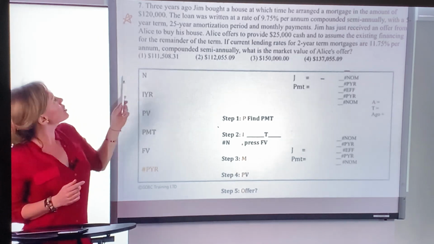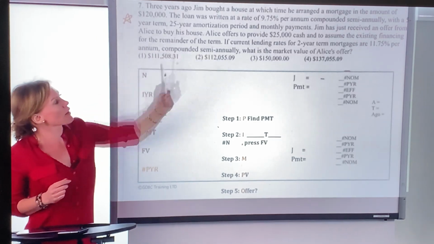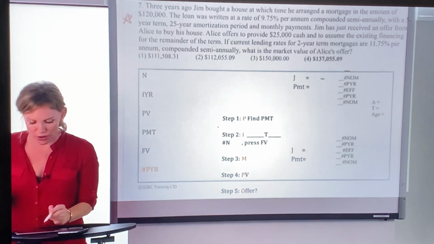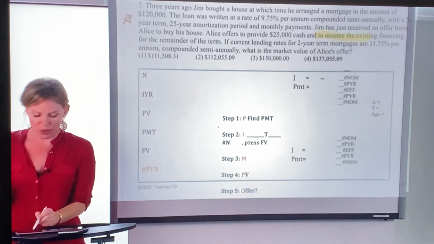He received an offer from Alice to buy his house, and Alice offered him $25,000 cash. And what does she want to do? She wants to assume his mortgage. So this is what's happening here.